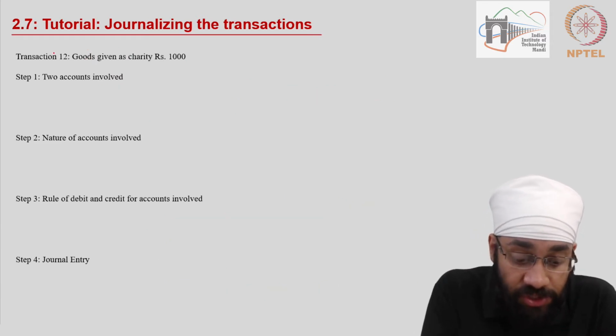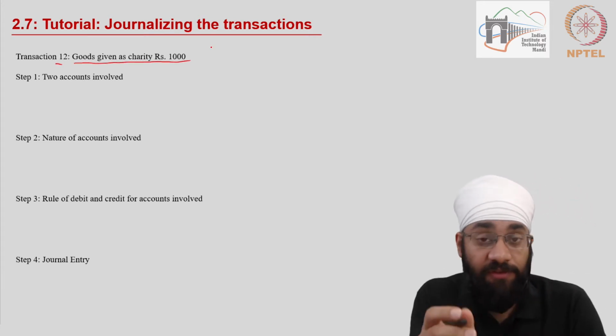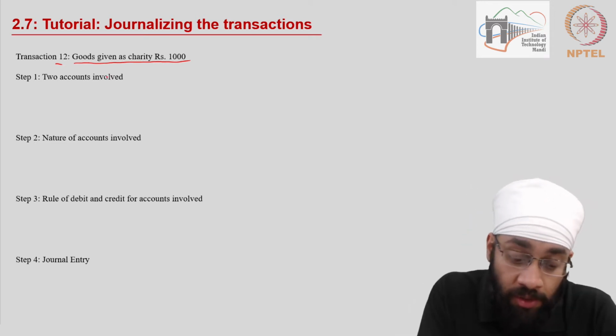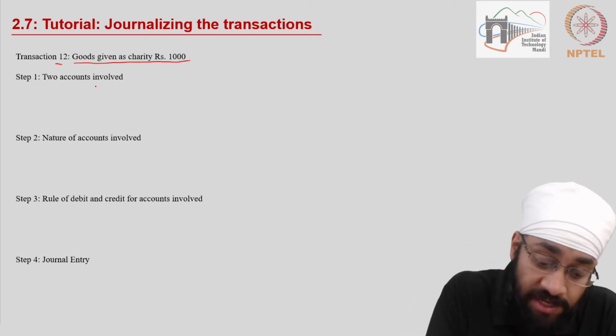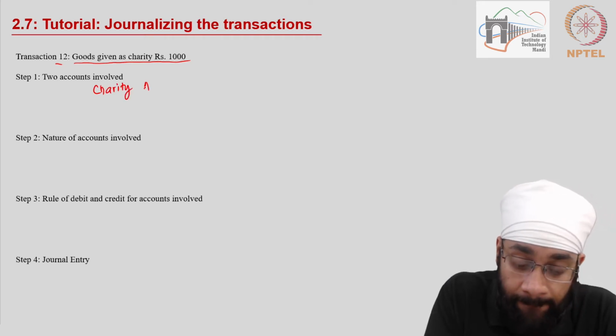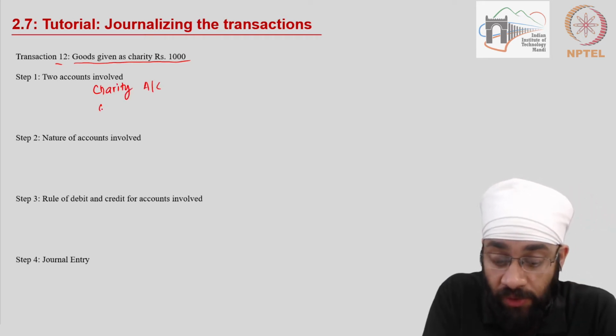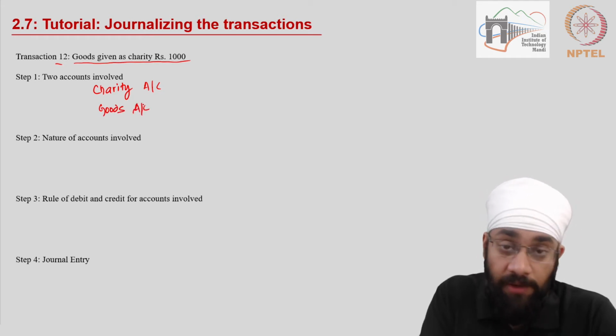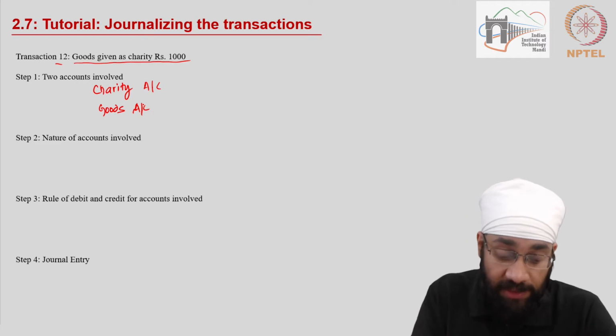Let's look at transaction 12 now. Goods given away as charity. All right, this is something new, something which we've not discussed before. Goods given away as charity. So there is a charity account, and there has to be a goods account. Okay, and we know there is no goods account, so I'll clarify that also.